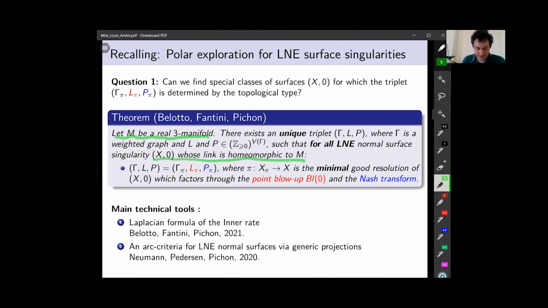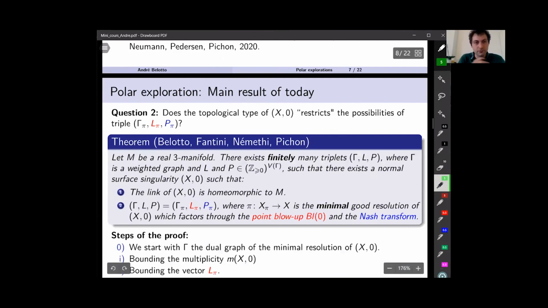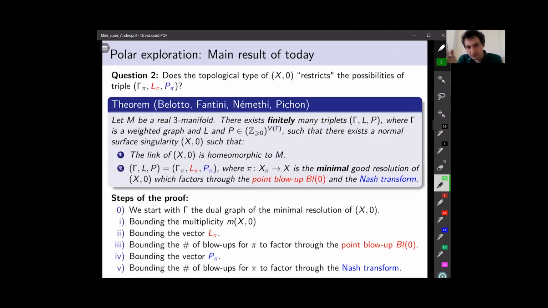It's the real triplets, where this guy is the minimal good resolution, which factors through the point blowing up and the Nash transform. So again, it's a unique way to give this answer. And I'm going to come back to this at the end of the talk, but I'm not going to talk about the main technical tools for now, because the main objective of my talk is actually to talk about question 2. So question 2 is: does the topological type restrict the possibilities of this triplet?